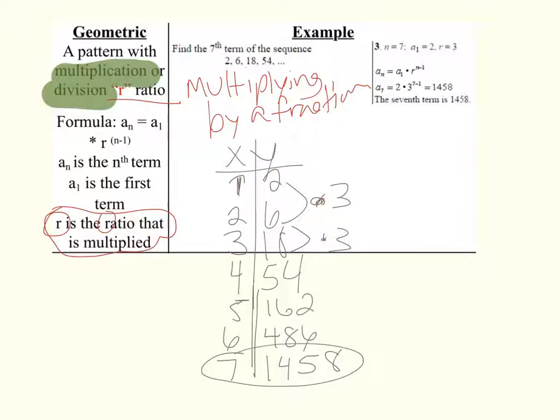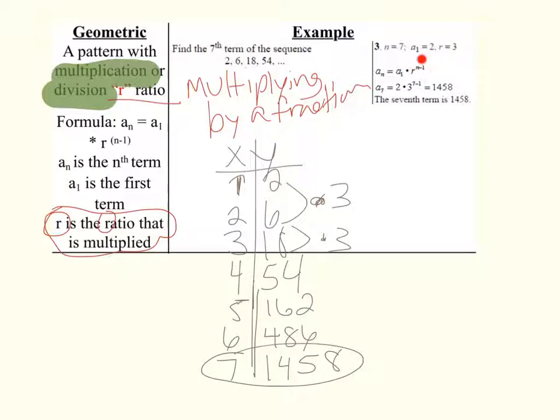Now, if you don't want to carry that out, you can look right over here. You type in your formula, a sub 1 times r raised to the n minus 1 power: 2, which is my a sub 1, times 3 raised to the 7 minus 1. 7 minus 1 would be 6. That ties you into the next slide.